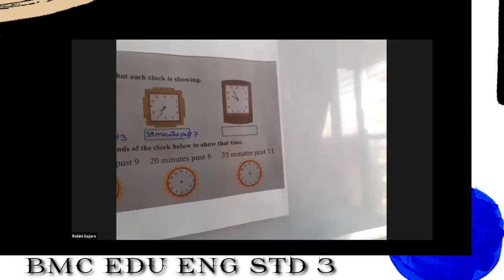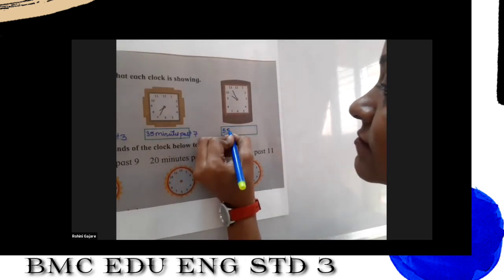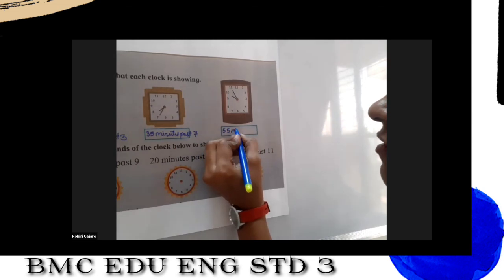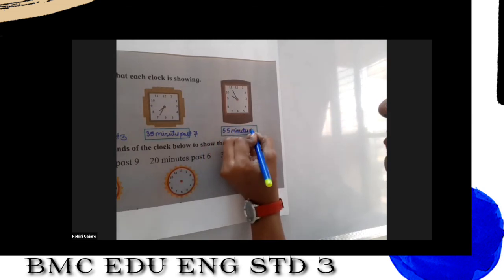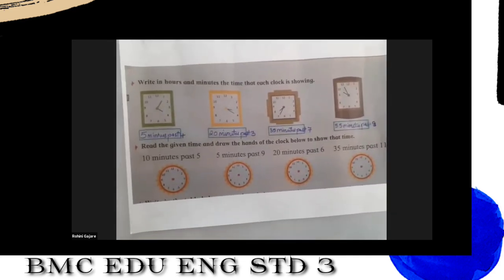Now see the last clock. The short hand is between 9 and 10 and the long hand is on 11. So how are you going to write? Yes, 55 minutes past 9. Good, very good. 55 minutes past 9. So in this way, children, you are going to write the time.